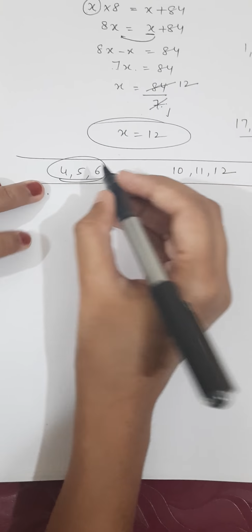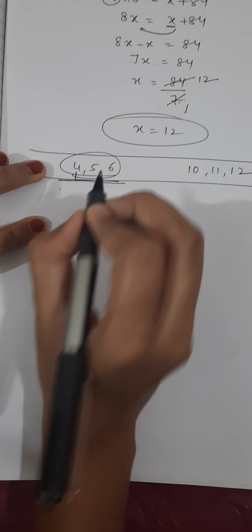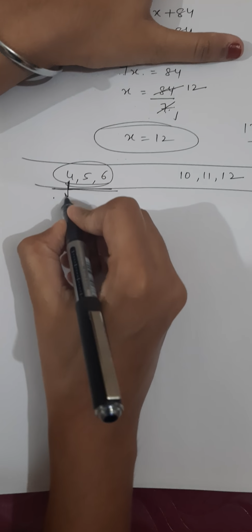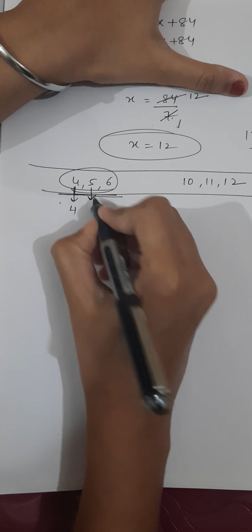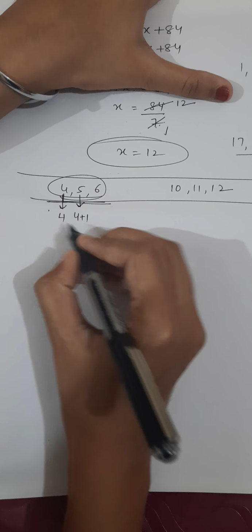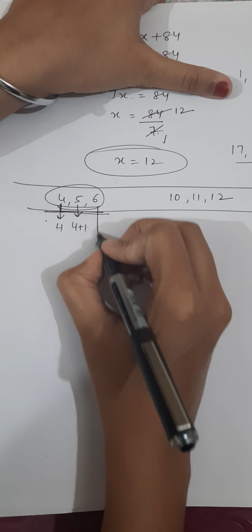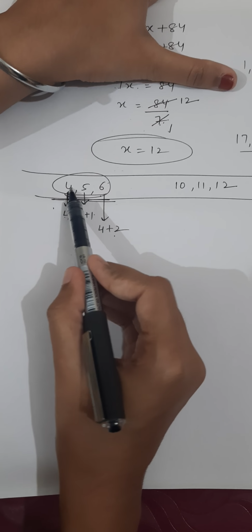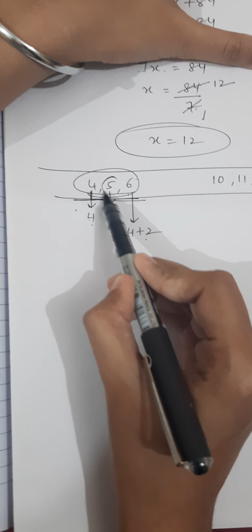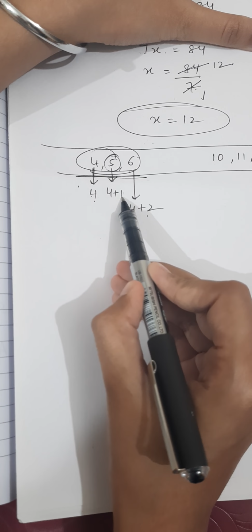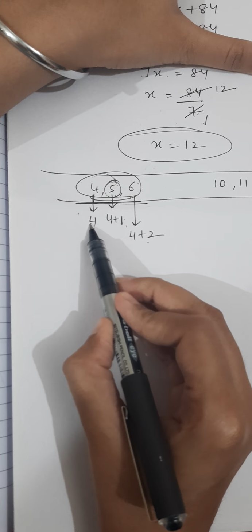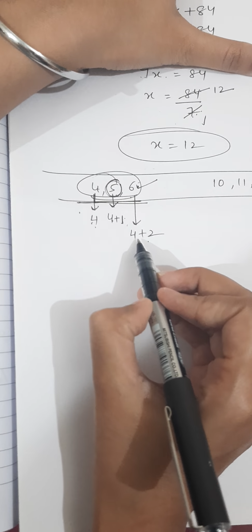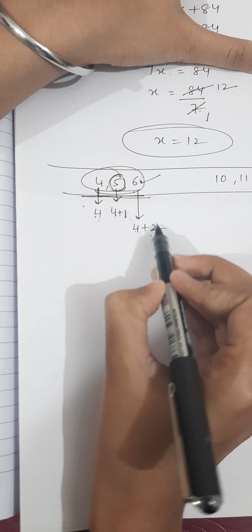Let us take this example to write down. First number is 4. How did this 5 come? If I added 1 to 4, then 5 came. And if I added 2 to this 4, then I got the third number. The first number was 4. If I have to find the second number, I just add 1 to the first number. And if I want to find this 6, I add 2 to 4 so that I get 6.